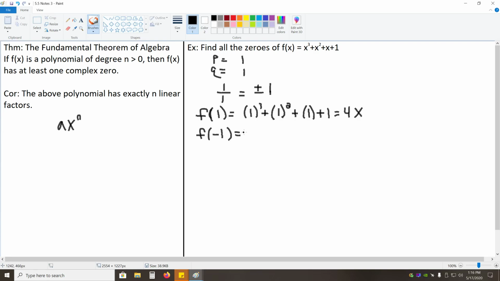Now we'll plug in negative 1. We get negative 1 cubed plus negative 1 squared plus negative 1 plus 1. When we evaluate this, we will get 0. So this is one of our zeros. x equals negative 1. But because the largest exponent, the degree of the polynomial, is 3, we know that there are 2 other ones that we need to find.